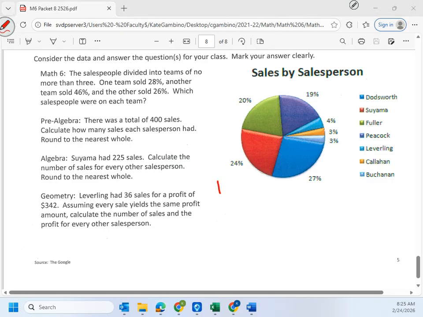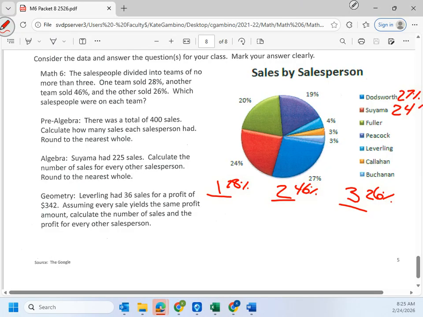Okay, so you have team 1, team 2, and team 3. If team 1 is the 28%, team 2 is the 46%, team 3 is the 26%. Figure out which person goes with which percentage. So like Dodsworth would be the 27%. Suyama is the 24%, right? Figure out what percent each person has, and then figure out who mixed together. Only 3 per team.